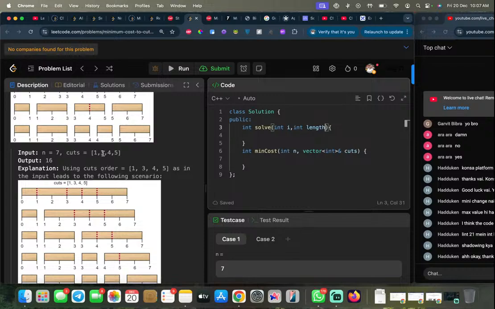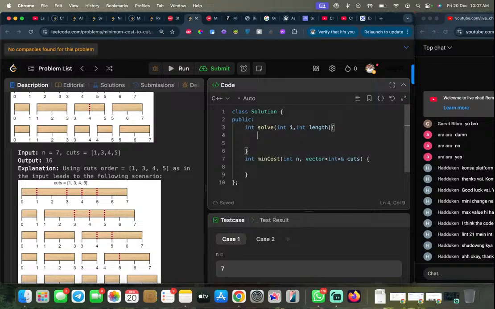If I partition at 3, then I have to solve this side and this side. If I partition at 4, then I'll have to solve this side and this side. So i and length seems fine. Let's write the base case.